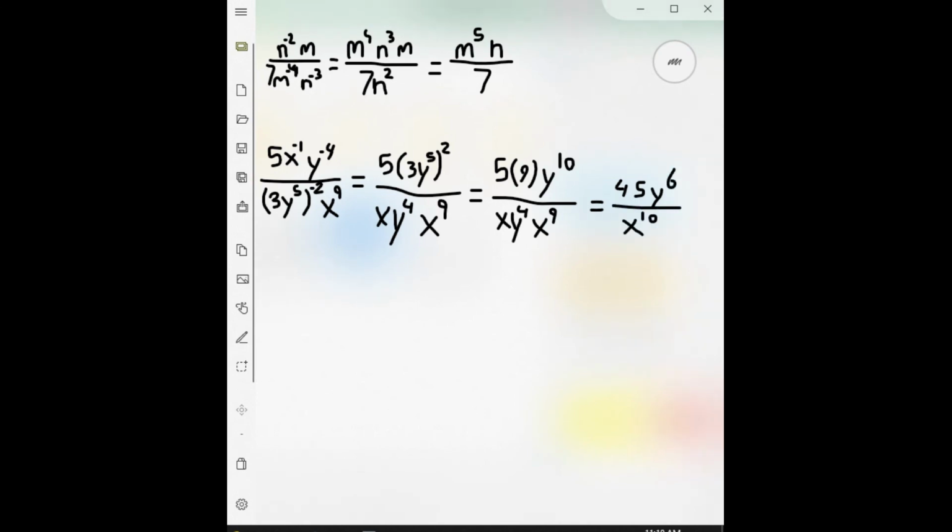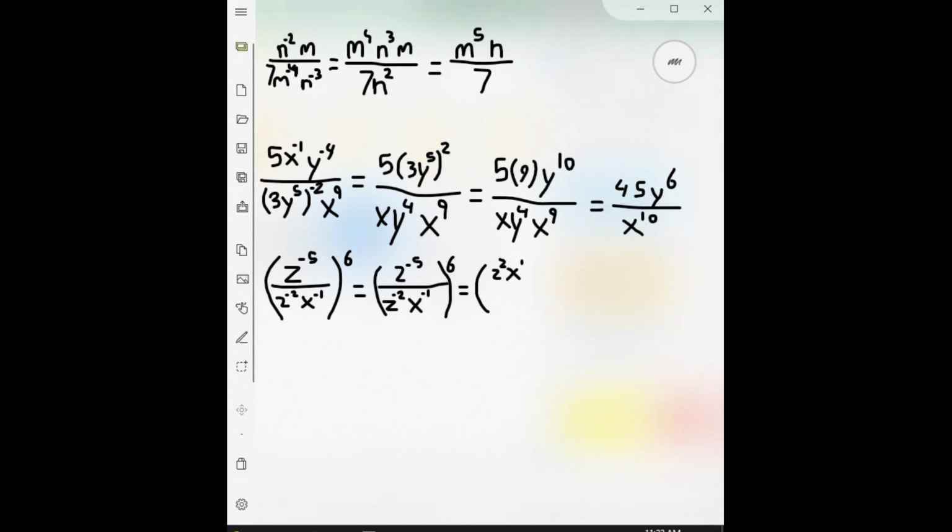So this question is z to the power of negative 5 divided by z to the power of minus 2 times x to the power of minus 1 with a positive exponent 6 outside of the parentheses. So the first thing we're going to do here is make the negative exponents switch sides from top to bottom, and then we're simply just going to cancel out the z variables. And then once we've dealt with everything inside of the parentheses, then we'll apply the exponent 6 to everything inside of the parentheses.